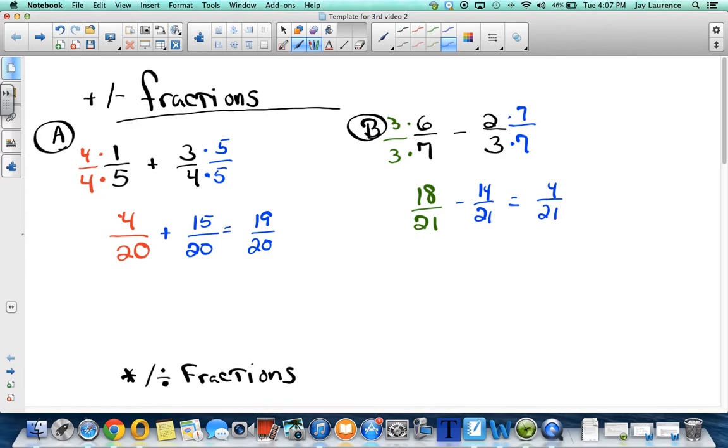Easy as pie, guys. This stuff is cake. I know you used to think fractions are hard. Hopefully, they're getting easier for you.